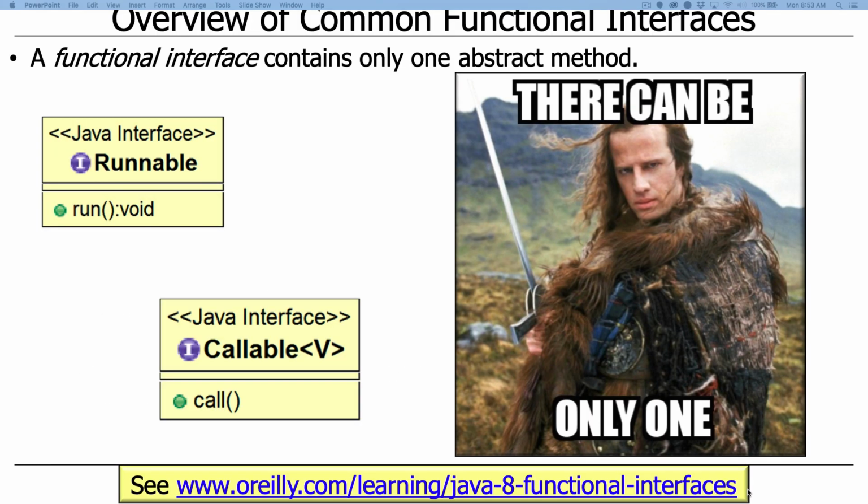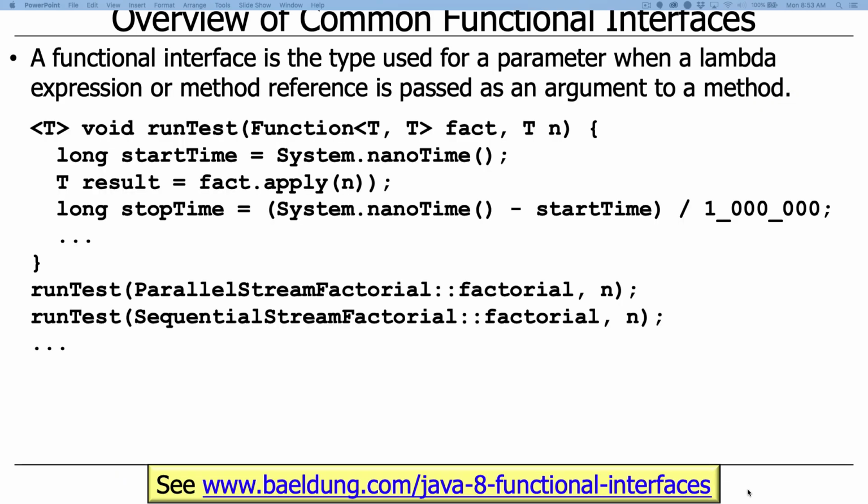So let's talk about functional interfaces. A functional interface is an interface that can contain only one abstract method. You've already encountered this probably if you've done much Java programming in the form of things like the runnable interface, which has a single method run, or the callable interface, which has a single method call. So there's just one and only one abstract method. A functional interface is the type that's used for a parameter when a lambda expression or a method reference is passed as an argument to a method.